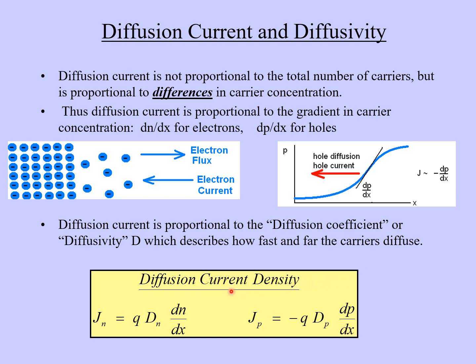So here are the equations for diffusion current density. For electrons, J sub n is equal to q. Now we have to have a charge in there because we're talking about electric current. So that's the electron charge. And here's dN dx. This is the gradient or the slope in the electron profile. And then here D sub n is the diffusivity of electrons. Okay. Likewise for holes, J sub p is equal to q times the diffusivity of holes times dP dx, and remember we picked up that minus sign because of the opposite direction of the hole current and the slope there.